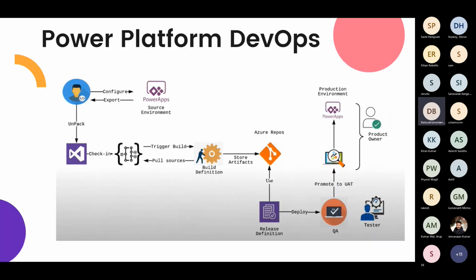Okay, so this is just one scenario I have taken, and I'm going to go through this in detail in today's session. Consider this as a source environment. The developer will connect to their source environment, and whenever the developer is assigned a new user story, they will come up with the solutioning, and they will go to the solution architects. They will review that solution.